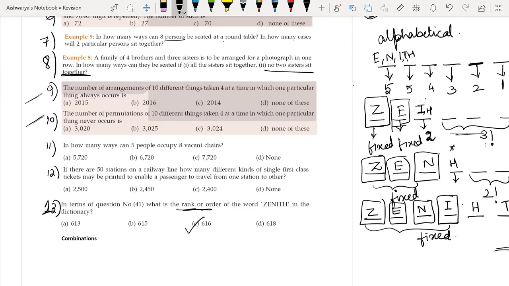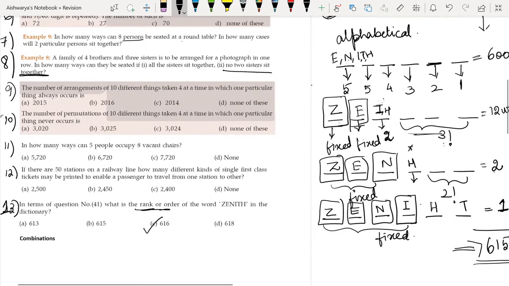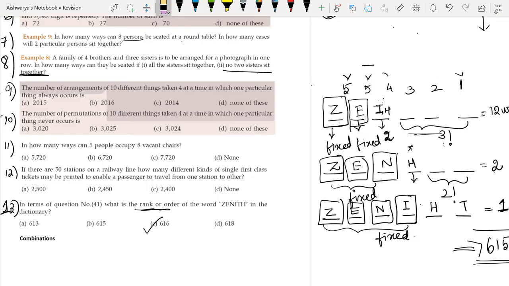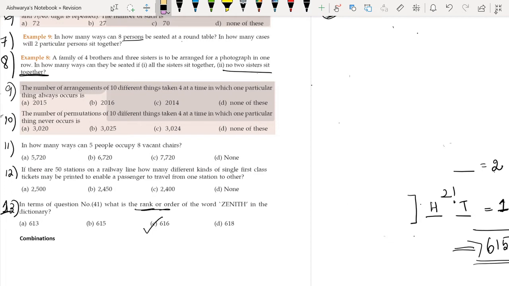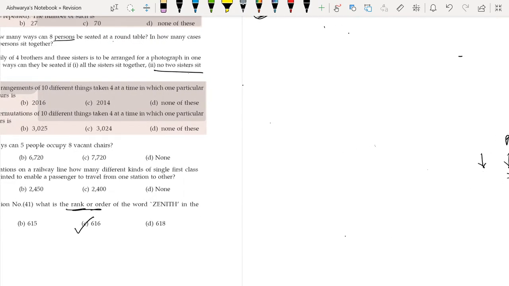So question number 9 and 10. What is unique about this? Read it, Anirudh. The number of arrangements of 10 different things taken 4 at a time, in which one particular thing always occurs is. Yeah. So they are telling you that one particular thing always occurs. So let us underline this, one particular thing always occurs. One particular thing always occurs means what? Let us understand that.